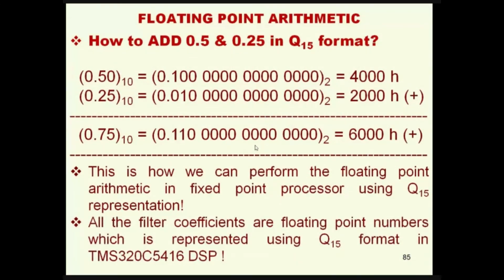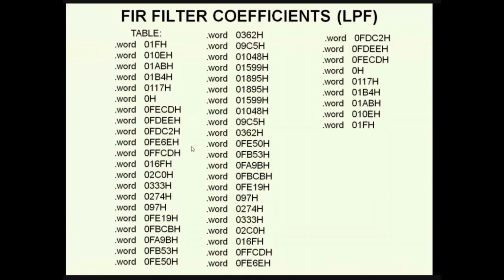All the filter coefficients are floating point numbers, which are represented only in Q15 format in the TMS320C5416 digital signal processor. So hope you remember, for the low pass filter example, we have seen the lookup table with a 50th order filter, right? So .word, this is the lookup table for the TMS320C5416 digital signal processor. These are all the filter coefficients for the low pass filter. So what is the order of the filter? 50th order filter. So there are 51 coefficients available. All these coefficients are represented something like this.